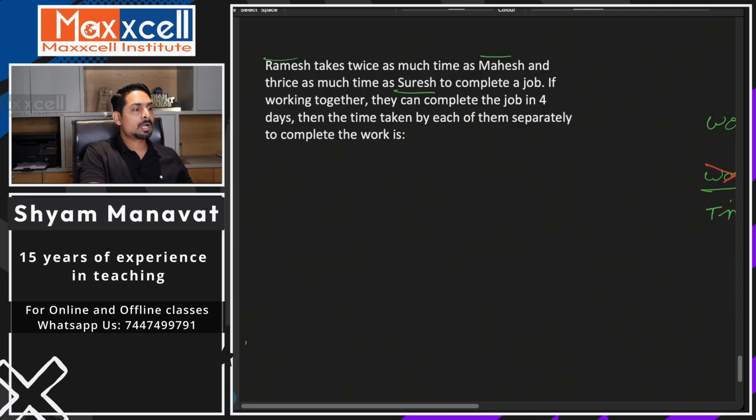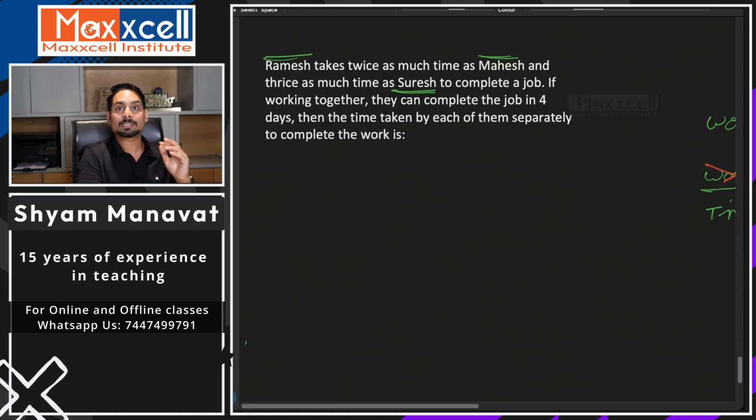Okay, come back. So here you have the relationship of time. With the relationship of time, I can directly come to the conclusion of the relationship of efficiency. Look at this. Ramesh takes twice as much time as Mahesh and thrice as much time as Suresh. So who is the weakest amongst them? Tell me. Ramesh, Mahesh and Suresh. Who is the weakest one among them? The one who is taking most of the time, right? The one taking the highest time amongst all three.